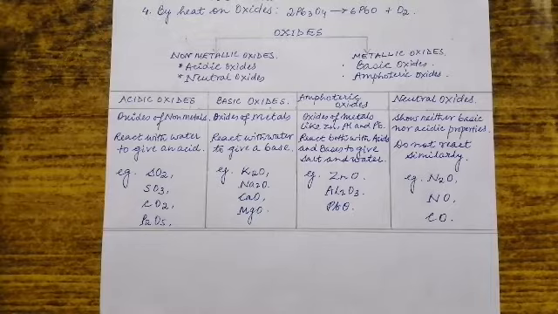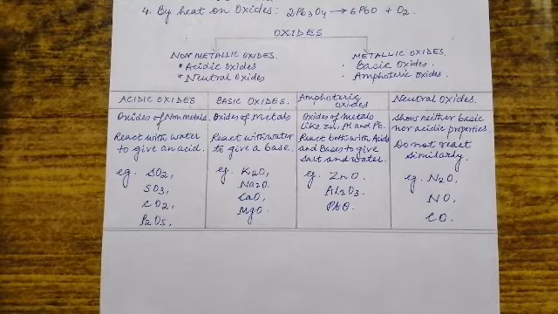What are acidic oxides? Acidic oxides are oxides of non-metals. They react with water to give an acid. For instance, sulfur dioxide, sulfur trioxide, carbon dioxide, phosphorus pentoxide. Let's take some examples. Sulfur trioxide, when dissolved in water, gives sulfuric acid. Similarly, carbon dioxide, when it reacts with water, gives you carbonic acid. And phosphorus pentoxide reacts with water to give you phosphoric acid.